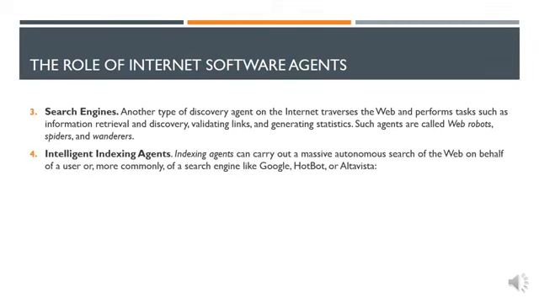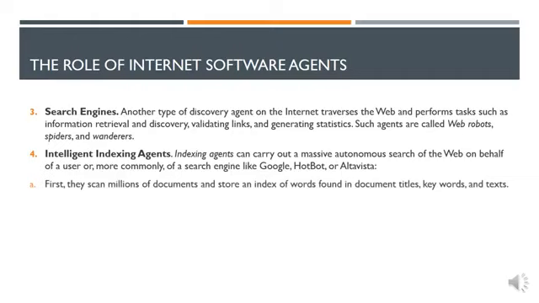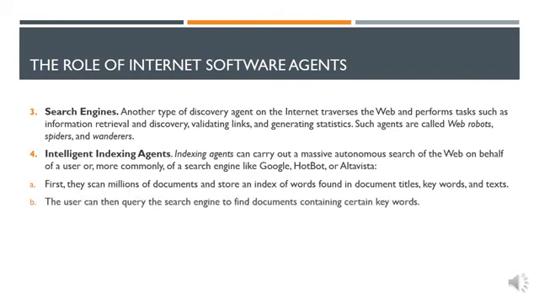Number 4, intelligent indexing agents. Indexing agents can carry out a massive autonomous search of the web on behalf of a user, or more commonly of a search engine like Google, Hotbot, or AltaVista. First, they scan millions of documents and store an index of words found in document titles, keywords, and text. The user can then query the search engine to find documents containing certain keywords.